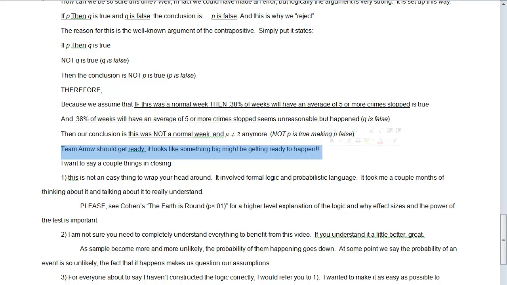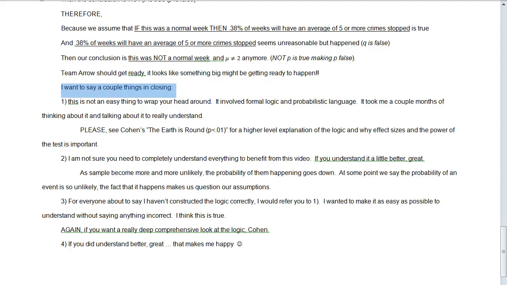And so Team Arrow should get ready because it looks like something big might be getting ready to happen. Okay? Now, I want to say a couple of things in closing. One, this is not an easy thing to wrap your head around. It involved formal logic and probabilistic language. It took me a couple of months of thinking about it and talking about it to really understand it. The catalyst for that was Cohen's "The Earth is Round, P is less than 0.05." For a higher level explanation of the logic and why effect sizes and the power test is important, please read this article. It was really enlightening for me, especially if you understand logic.